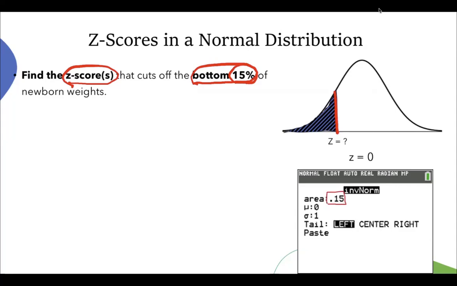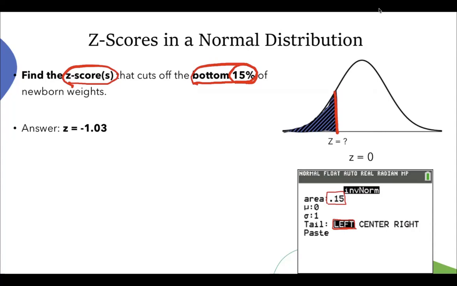That's 15%. I want to use mean of 0, standard deviation of 1, because when we have problems involving z-scores, that is what we use for mean and standard deviation. And I did explain why in a previous lecture. I think it was the one just before this. So you can review that lecture if you need to. We shade in the area on the left, and that's why for tail, we choose left. The left tail is the bottom part of the curve. We paste that and hit enter, and we get a z-score of negative 1.03.